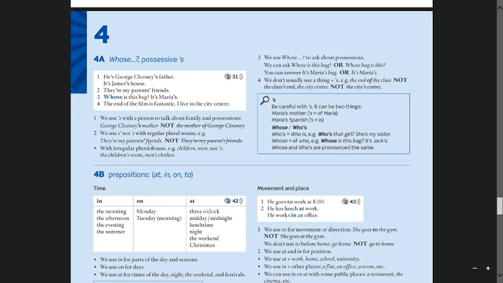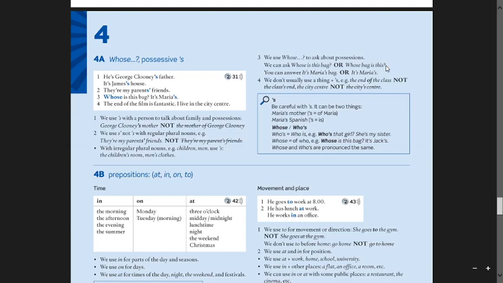What about whose? Whose is also used to ask about possessions. We can ask, whose is this bag? Or whose bag is this? The two forms are right. Whose is this bag, or whose bag is this? And you can answer it's Maria's bag or just it's Maria's, with the apostrophe s.